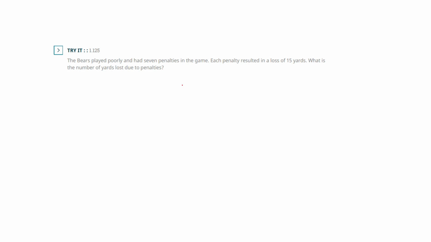Okay, same thing. They keep losing 15 yards, but they do that 7 times. Well, when you keep repeating like that, you're just multiplying. So you get 105, positive and negative, negative 105.